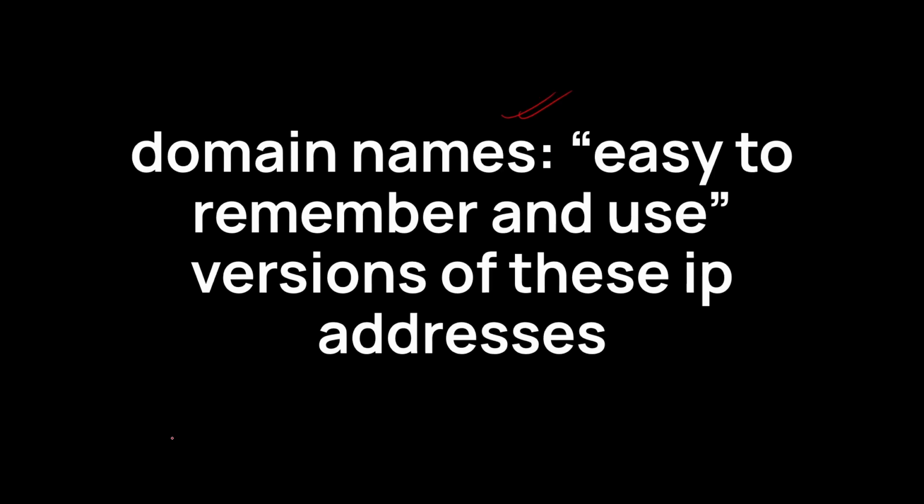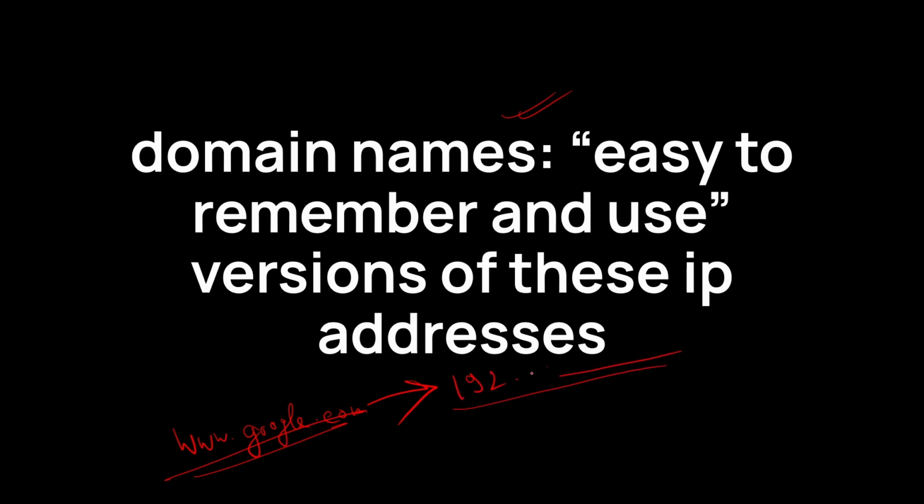For example, you go on the internet and type www.google.com. This is the domain name. It's an easy to remember version of an IP address. That means this address is finally converted to a complex number like this. It follows this structure, which is separated by 3 dots and 4 pieces of numbers.